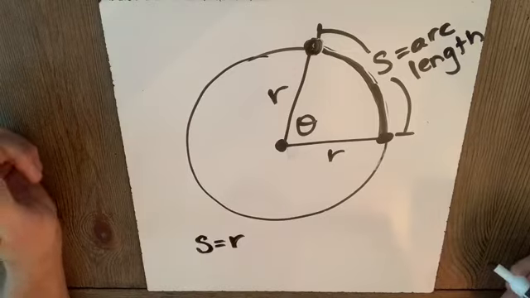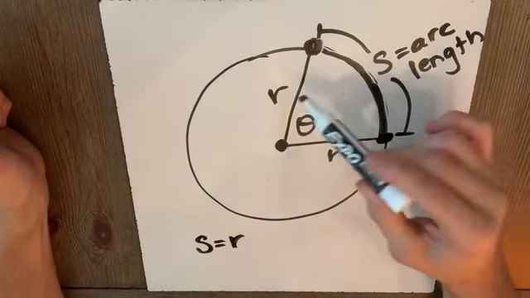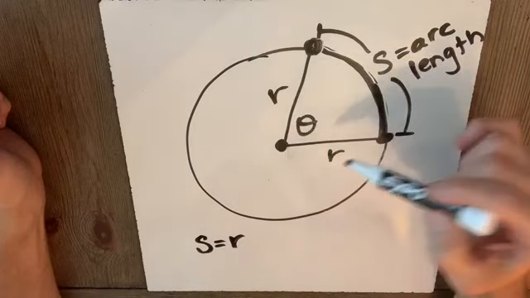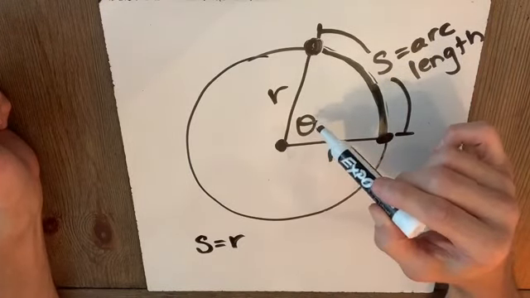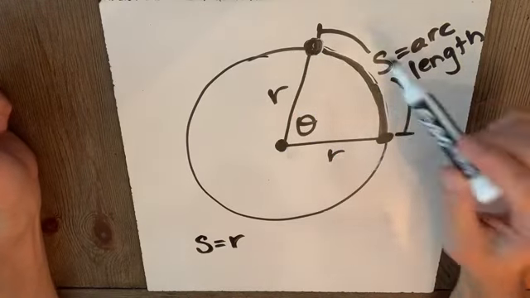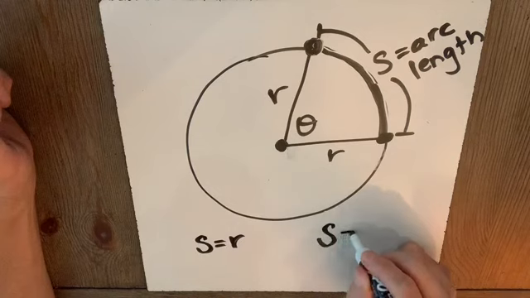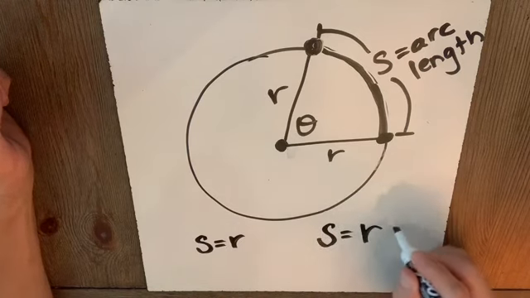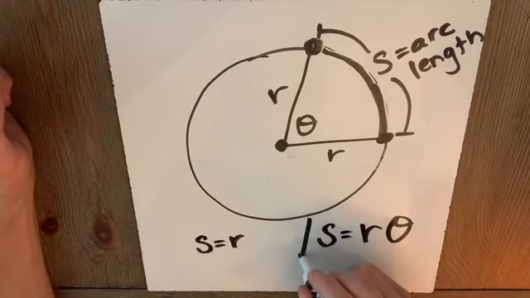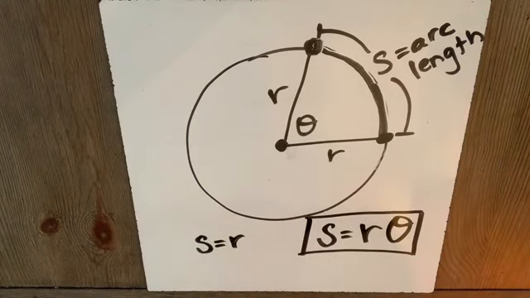Well, there is a relationship that governs the interactions between these 3 variables: the central angle theta, the distance from center to edge of circle R, and the arc length. And that is that S, the arc length, is equal to R times theta. So that will be our first very important formula. S is equal to R theta.